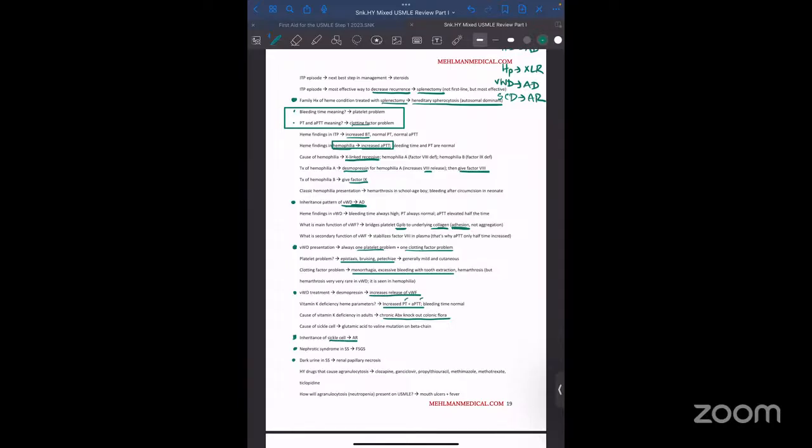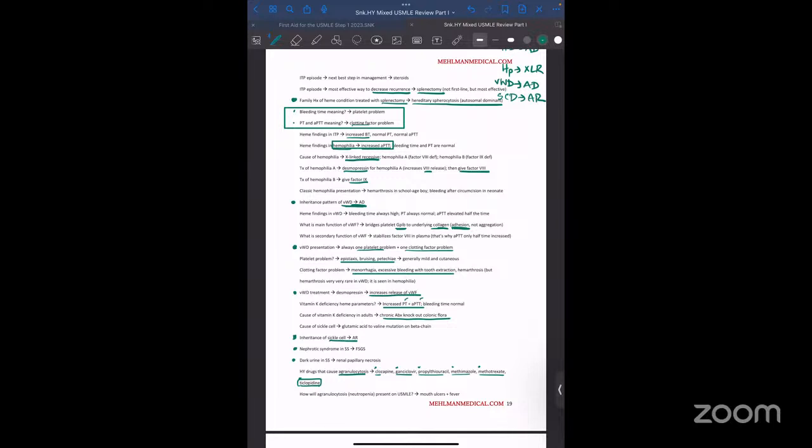High yield drugs that cause agranulocytosis: clozapine, ganciclovir, propylthiouracil, methimazole, methotrexate, ticlopidine. What is this? Clozapine, so some psych history; ganciclovir, CMV history; thyroid; methotrexate for rheumatoid maybe; and ticlopidine is given for what? Antiplatelet. Oh, like clopidogrel, okay.